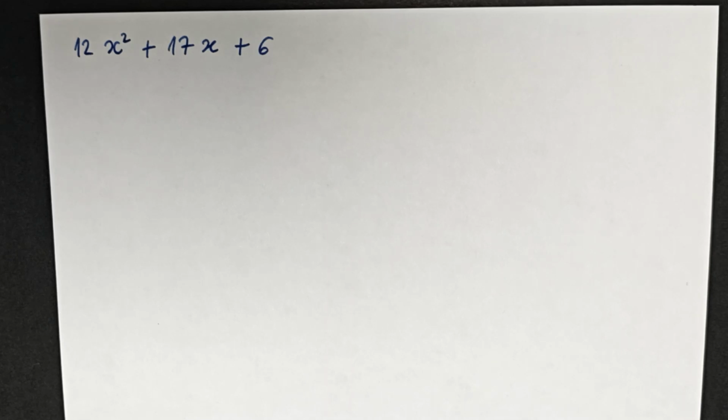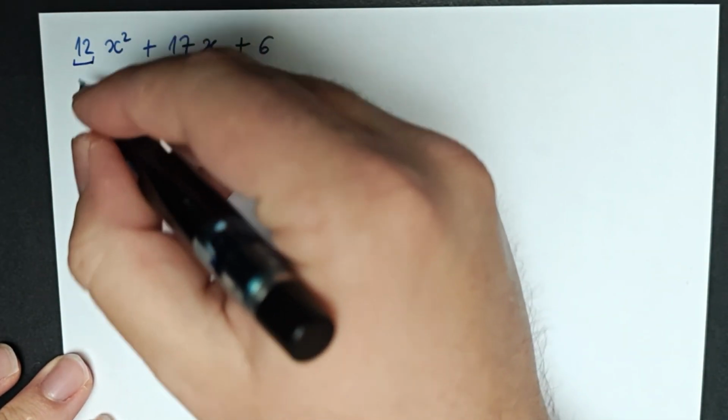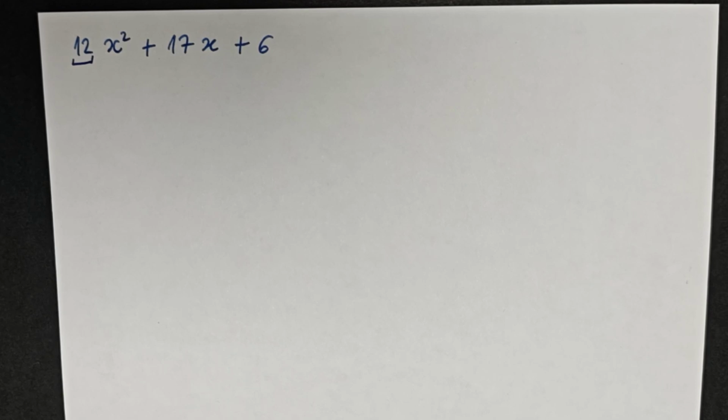Our job is to factor out the trinomial 12x squared plus 17x plus 6, and as you can see in this trinomial the leading coefficient is 12, which is different from 1. I want to show you the method for this, which you have probably not learned in school, and this method works for all trinomials where the leading coefficient is not 1.